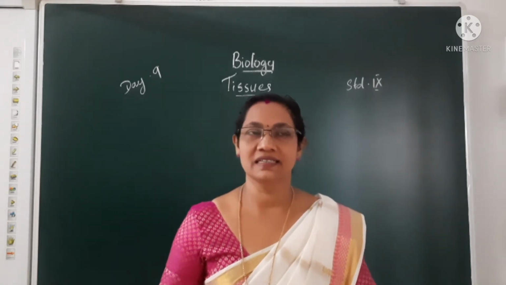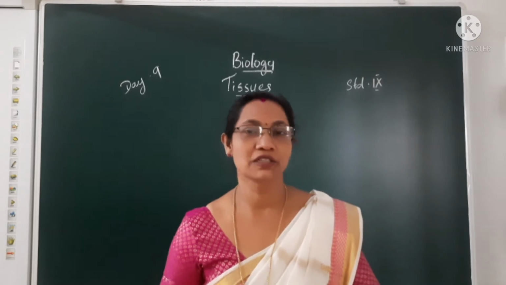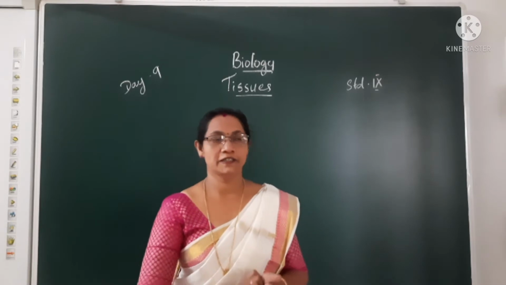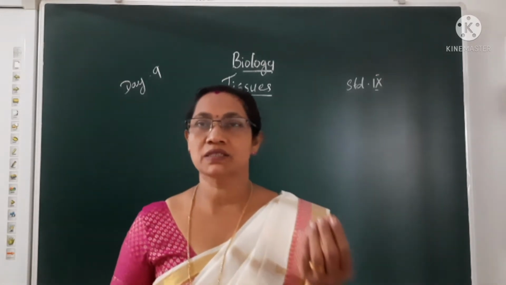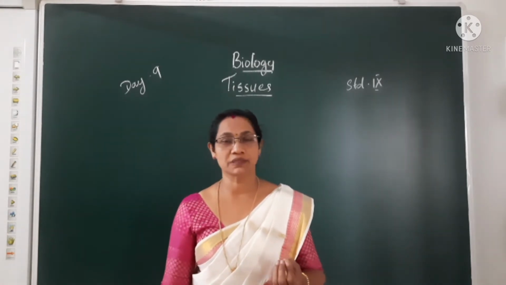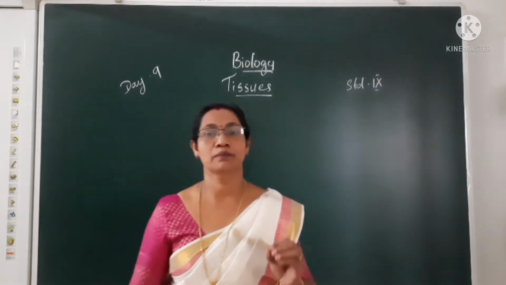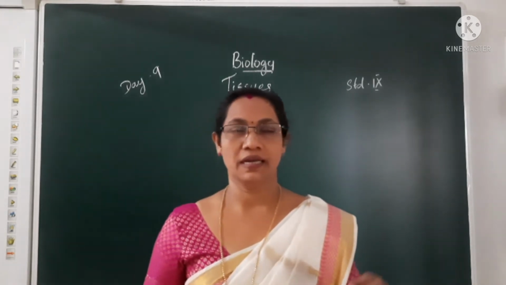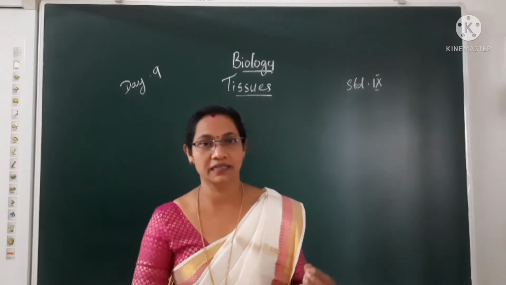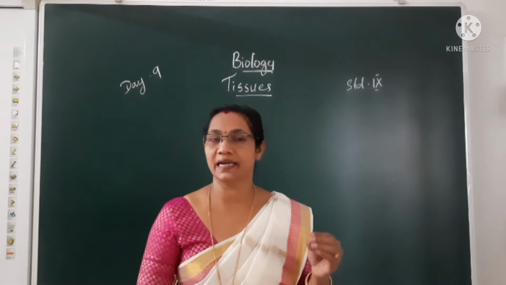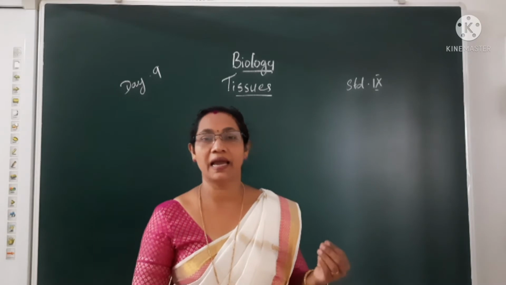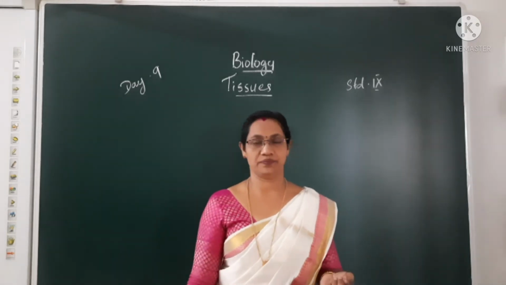In the last section, we started a new lesson, tissue. In that class, we have studied that based on the dividing capacity, plant tissues are mainly classified into two types, meristematic tissues and permanent tissues. Different types of meristematic tissues and their function we have studied in the last class. Which are the different types of meristematic tissues? Apical meristem, lateral meristem and intercalary meristem.